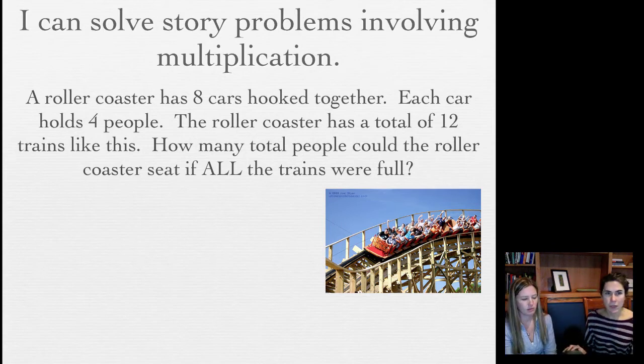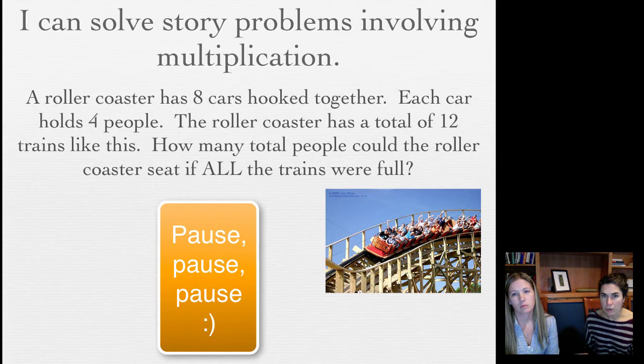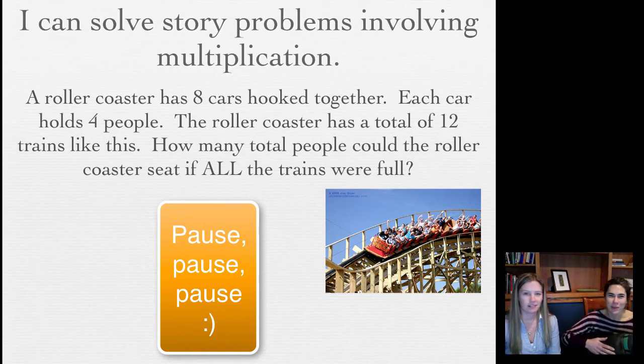And so here we have a roller coaster has 8 cars hooked together. Each car holds 4 people. So you want to think about that, and maybe this little visual over here will help you. The roller coaster has a total of 12 trains like this. How many total people could the roller coaster seat if all the trains were full?